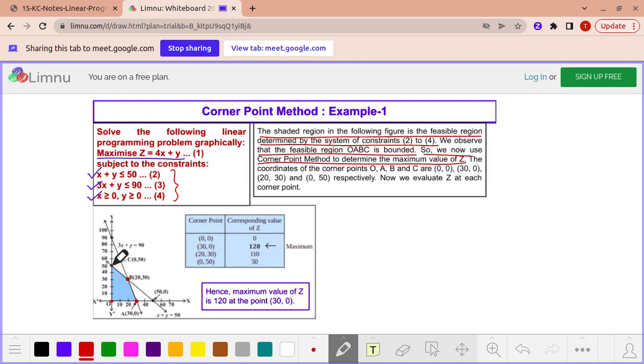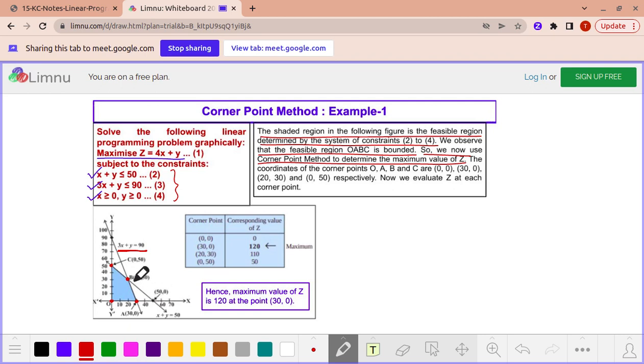If you see, they intersect at these 4 points O, A, B, C. Now, we need to find the coordinates of these points. You can find them very easily by solving any 2 equations. For example, O is obviously the origin. For A, we know it is on the x axis, so its y coordinate will be 0. So, in 3x plus y equal to 90, we find the value of x by keeping y equal to 0. Obviously, we get x equal to 30.